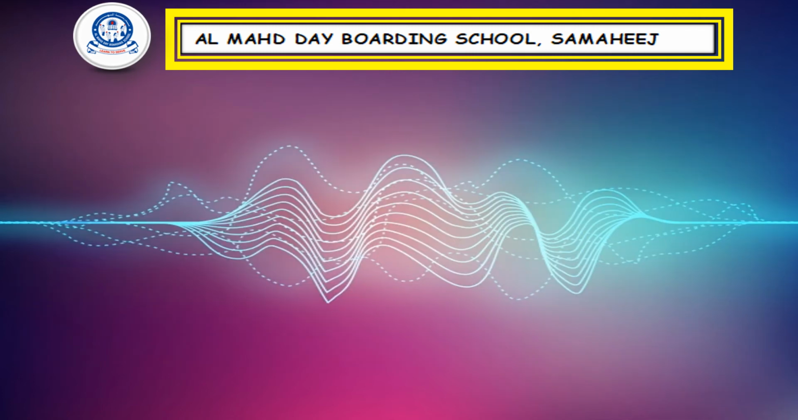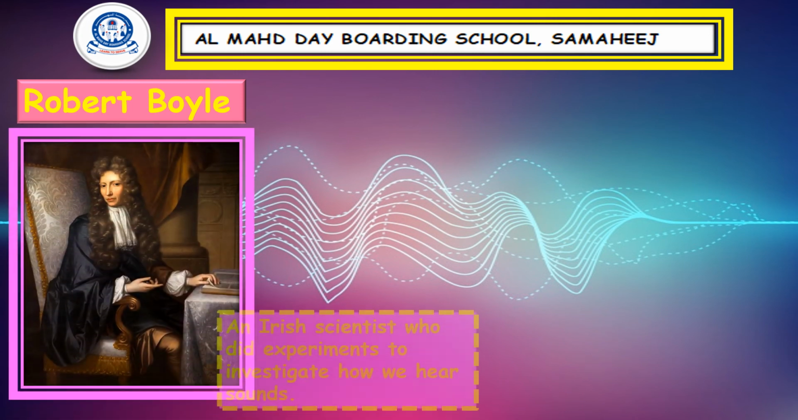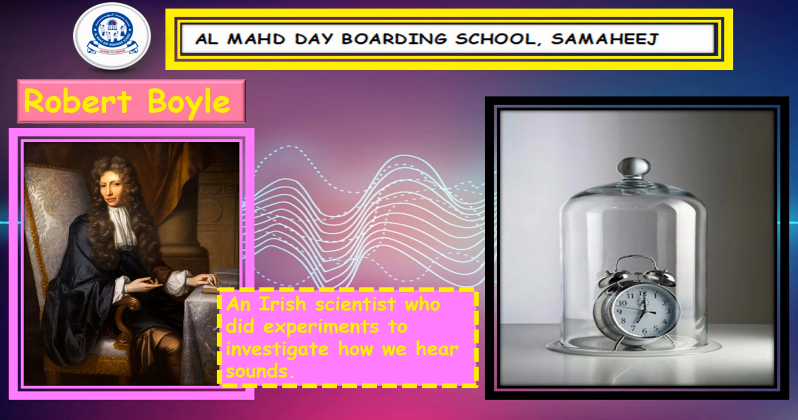To explain how sound is carried through the air to our ears, there was an Irish scientist in the year 1658 who did an experiment to investigate how we hear sound. And this was Robert Boyle. What did he do? He placed a clock in a glass jar and slowly pumped out all the air. When he had removed the air inside the glass jar, he could not hear the clock ticking anymore. So he came to the correct conclusion that a medium such as air is required for the transmission of sound waves. So sound is carried through the air to our ears.